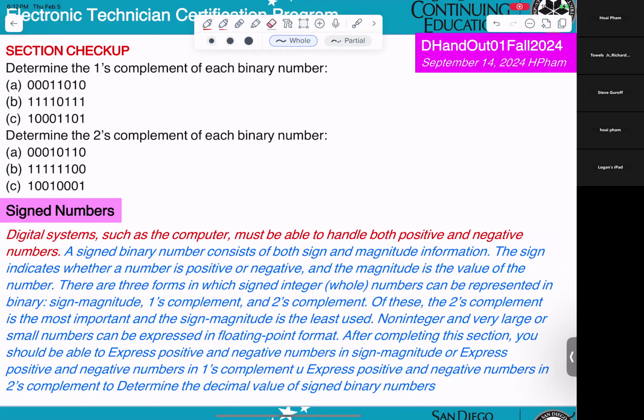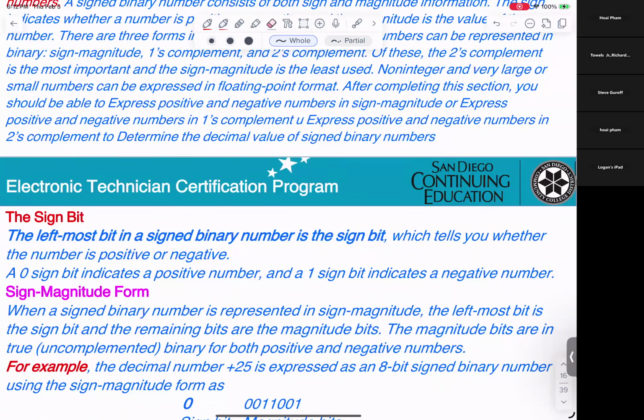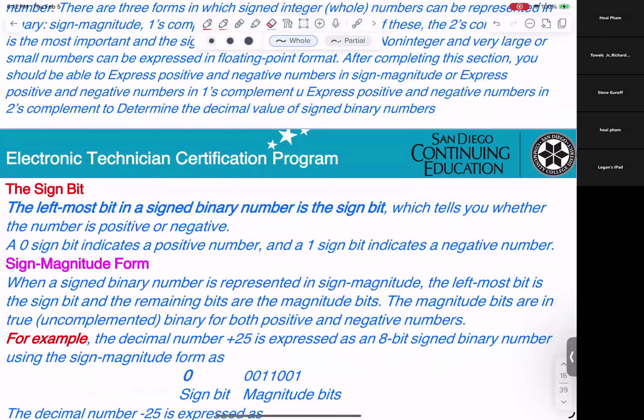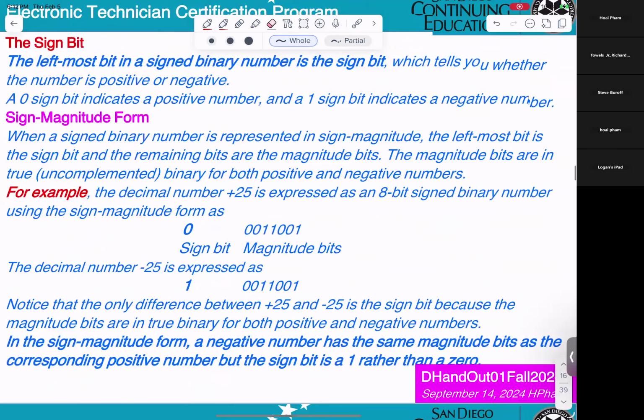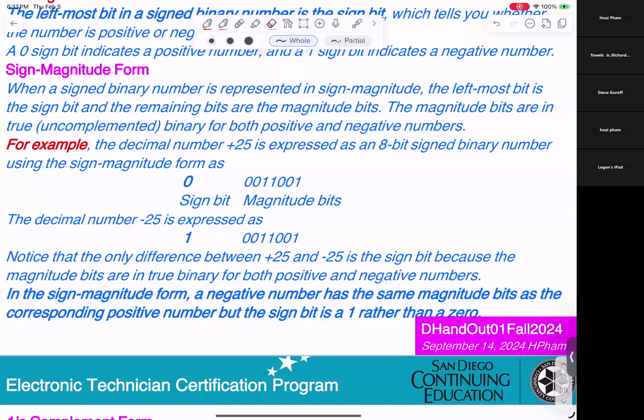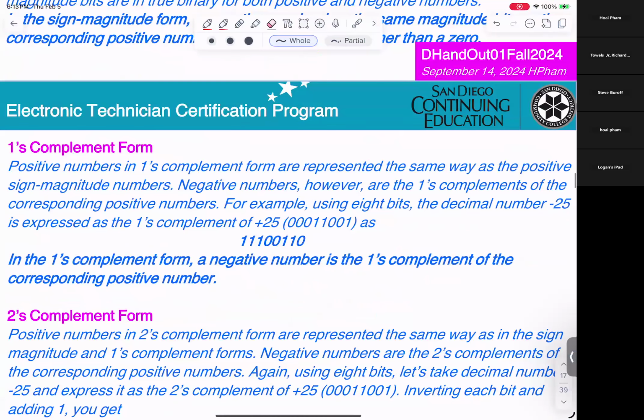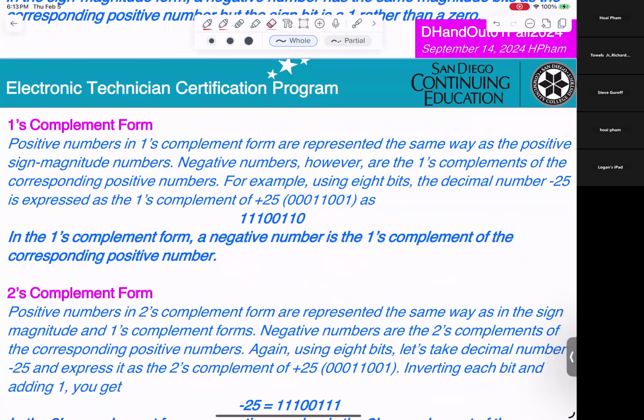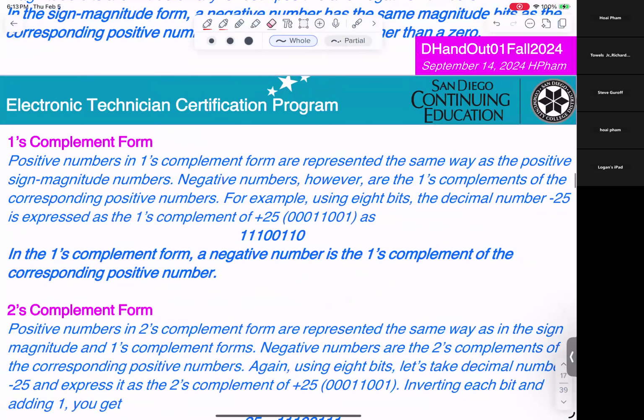They said digital systems such as the computer must be able to handle positive and negative numbers. So that's why they tell you how they can get that. The sign bit, we don't care here. This part is just a reading if you get time. First complement form. Okay. Second complement form. Okay. Let's see.